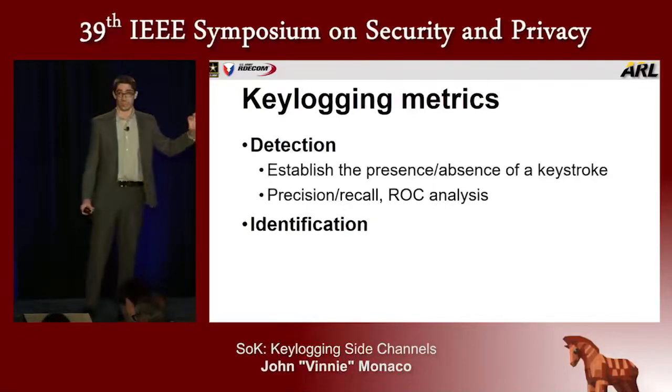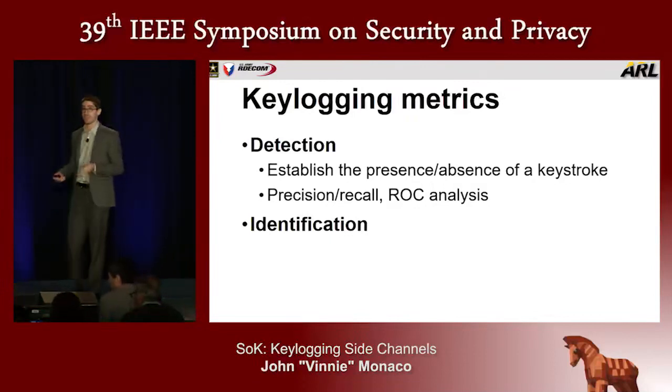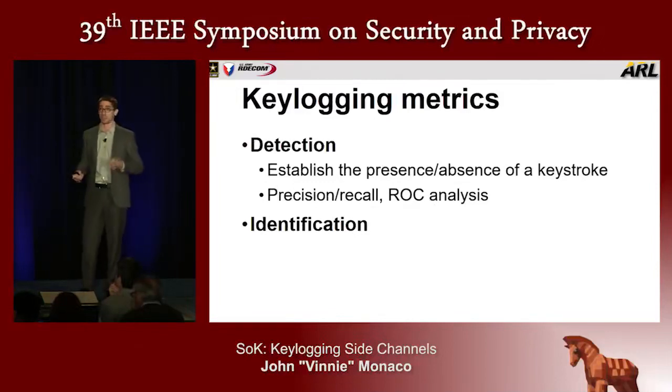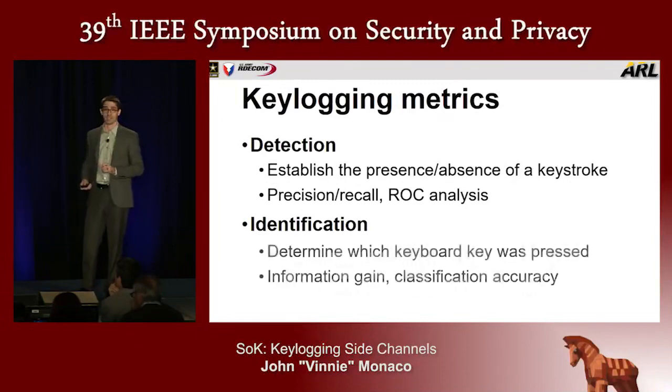In detection, we're just interested in trying to establish the presence of a keystroke within some finite time window. So this is a binary classification problem. And this generally becomes more difficult as the size of the window decreases. So for example, I could, with pretty high confidence, say that a person in this room pressed a key within the past hour, but that does little to tell me which key that actually was, which brings us to the second problem, which is key identification.